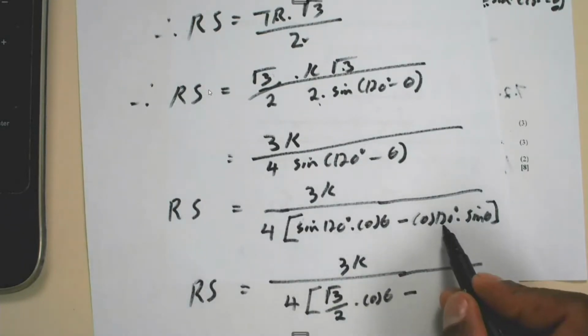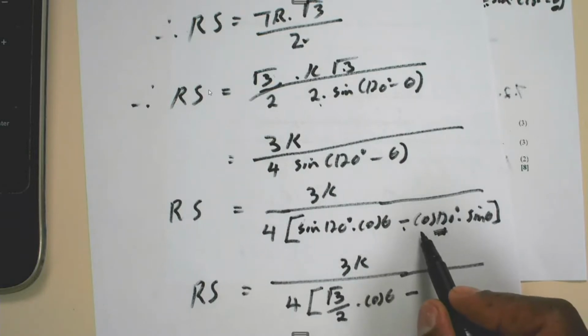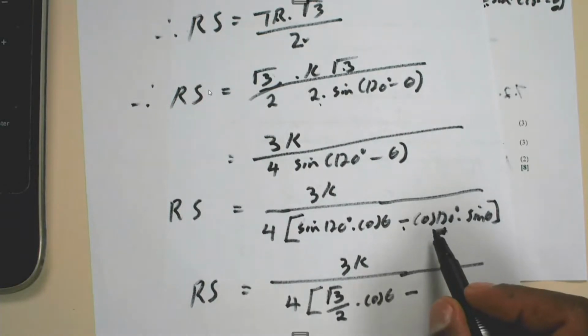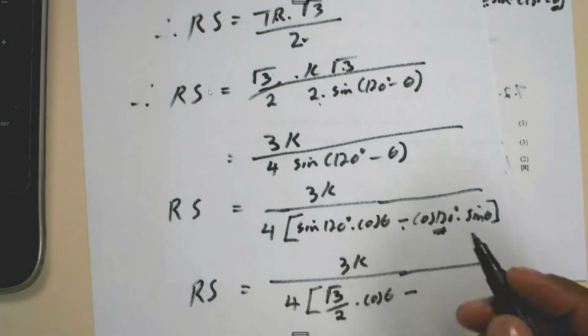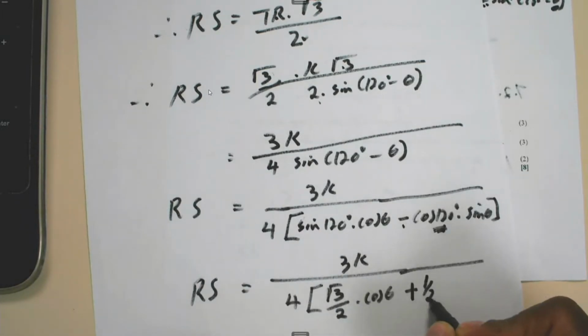minus, we've got the cos of 120 here. Remember, 120 is in the second quadrant, and the cos of 180 minus 60 will be minus cos 60. And the cos of 60 is half. So because of the minus, this will then turn to positive, half sine theta.